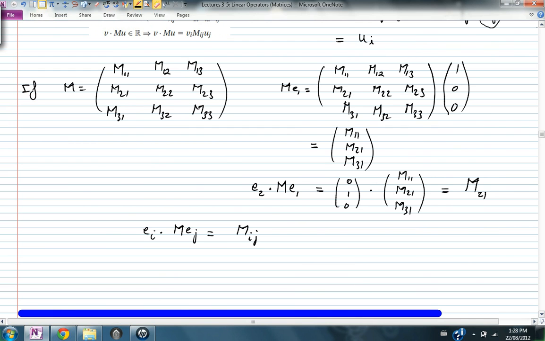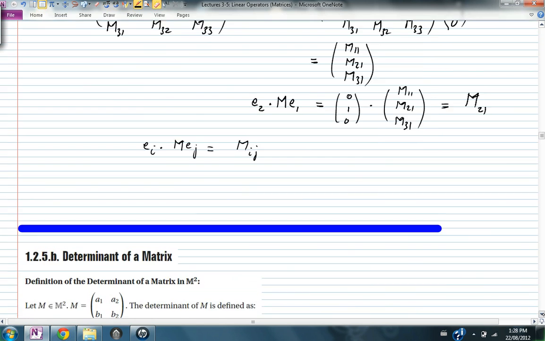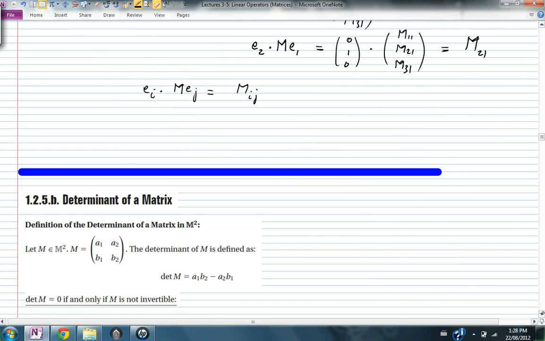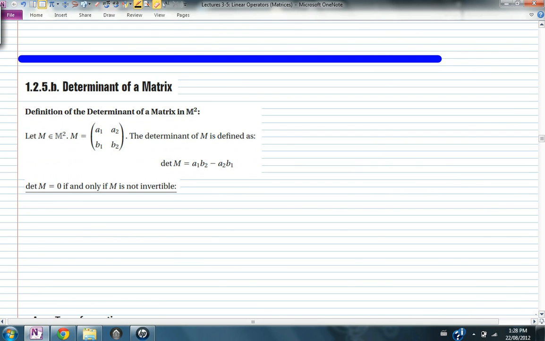So there are a few other examples that you should also check using the summation convention. The next thing that we want to discuss is the determinant of a matrix, in particular the determinant for two-dimensional and three-dimensional matrices, a 2 by 2 matrix and a 3 by 3 matrix. We're going to introduce the determinant just by the definition, as it's defined for these matrices, and then try to understand what the definition implies.